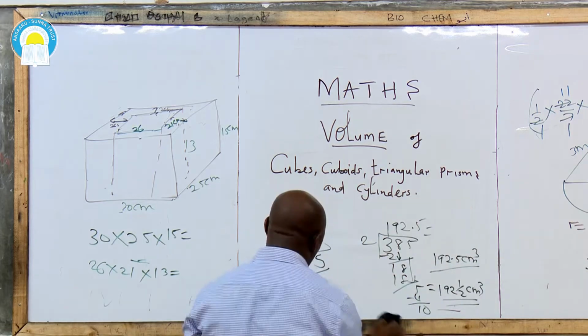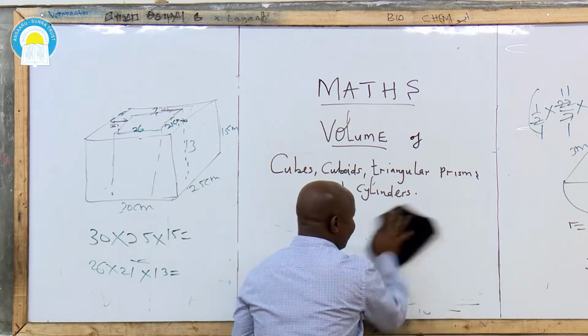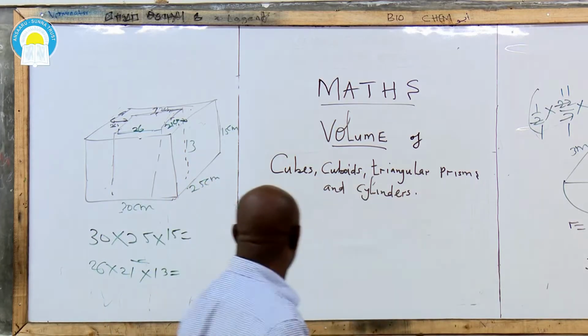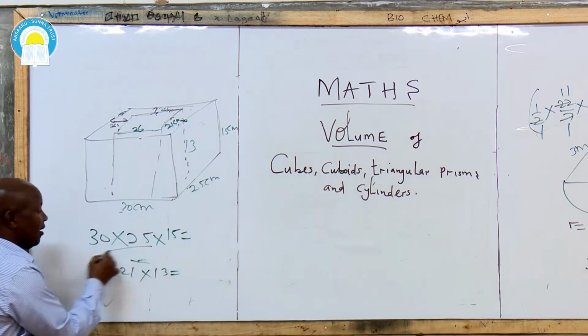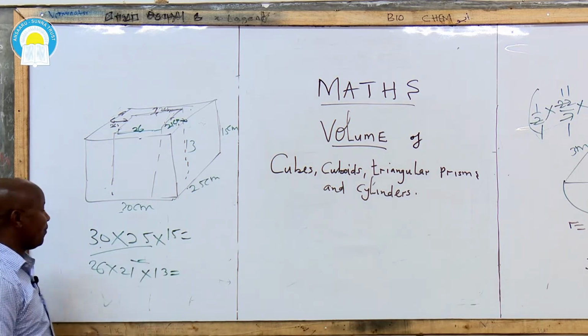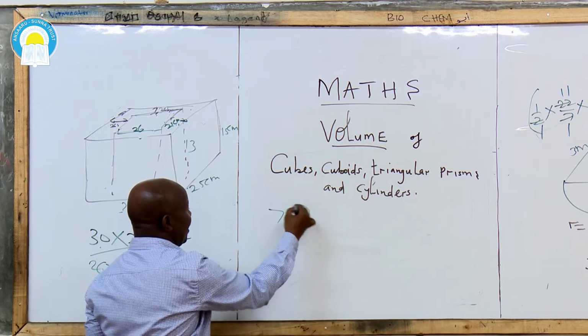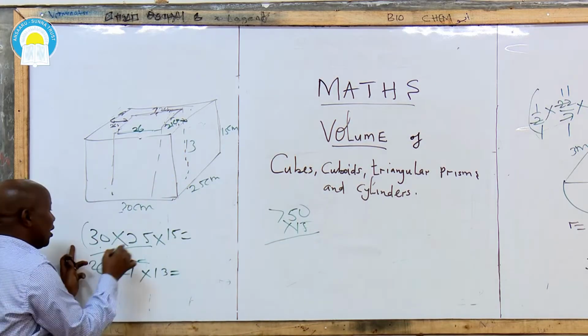But to avoid guesswork, we don't want to train lazy students. You have a lot of time. Do your work and get the right answer. In our case here, we have 30 times 25. 25 times 3 is 75, so 30 times 25, in short, is 750. Then you multiply times 15.